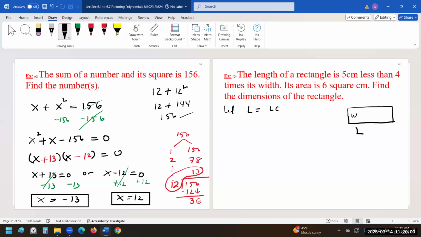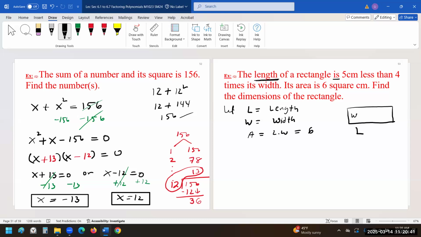Let's say L is the length and W is the width. They're telling us our area, which is length times width, is 6. These are the information we have. I mean, we have more, but for now, our area, which is length times width, is 6. And we are saying L represents the length, W represents the width. And then we reread our first sentence.